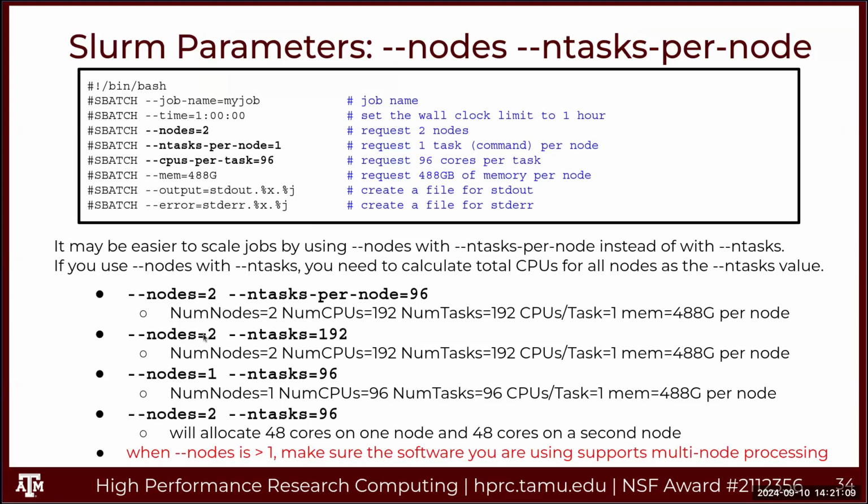This is for 2 nodes. Just based on what makes it easier for you, either use tasks per node, or multiply the number of tasks and then divide it by the number of nodes. Make sure it's not more than 96.